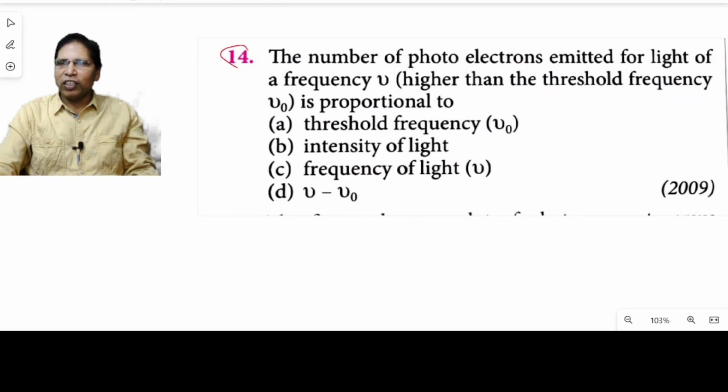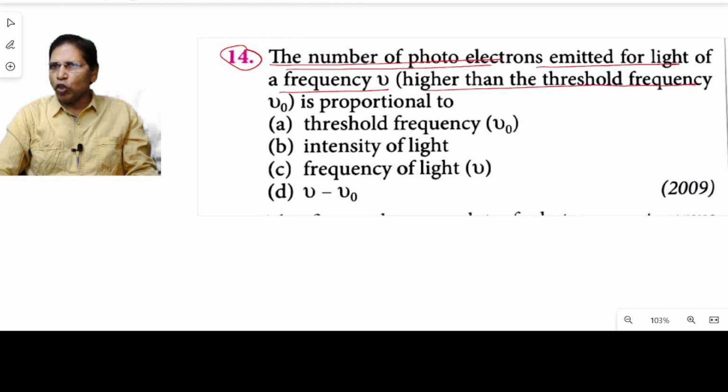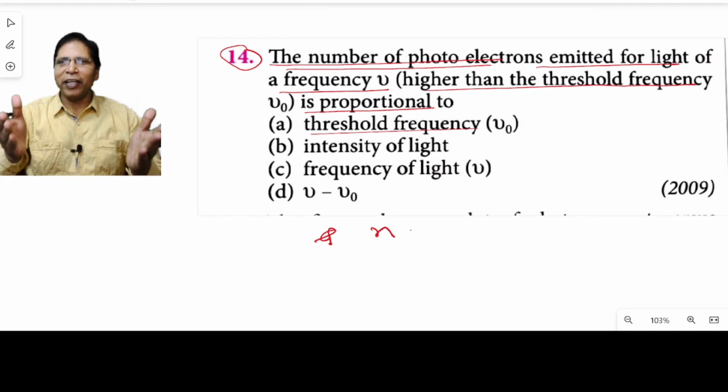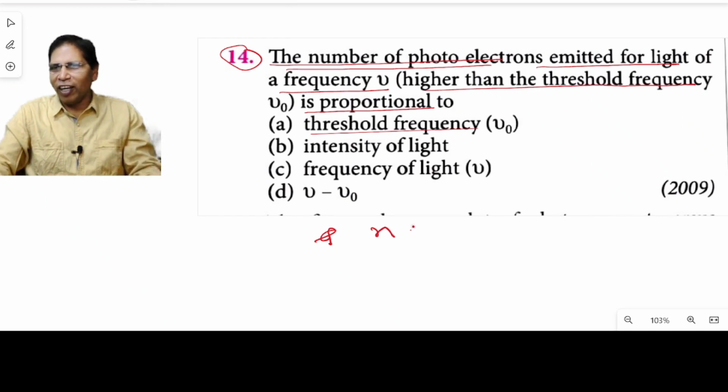Now question number 14. The number of photoelectrons emitted for light of frequency nu higher than the threshold frequency is proportional to the threshold frequency? No. The number of photoelectrons emitted does not depend on the frequency of radiation. It only depends on the intensity of radiation. So look at this, option B is correct.